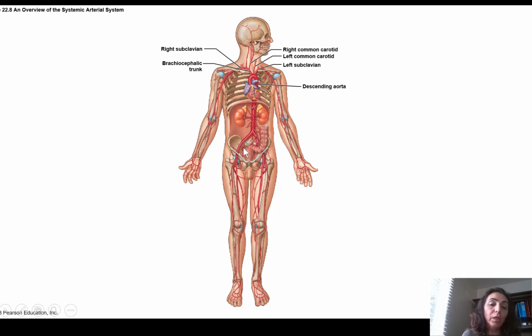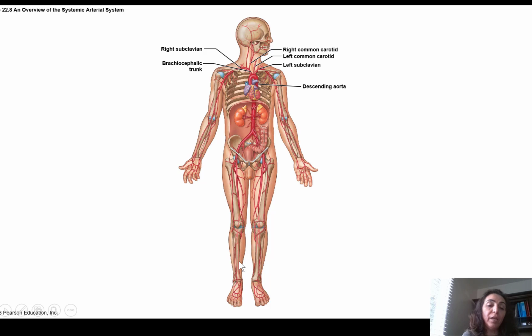The internal iliac artery goes and supplies most of the structures that we have in the pelvis here. Like, for example, in the female, we have uterus, we have ovary, we have the urinary bladder in both sexes, and all the other things that we have, muscles, whatever we have here, is mostly supplied by the internal iliac artery.